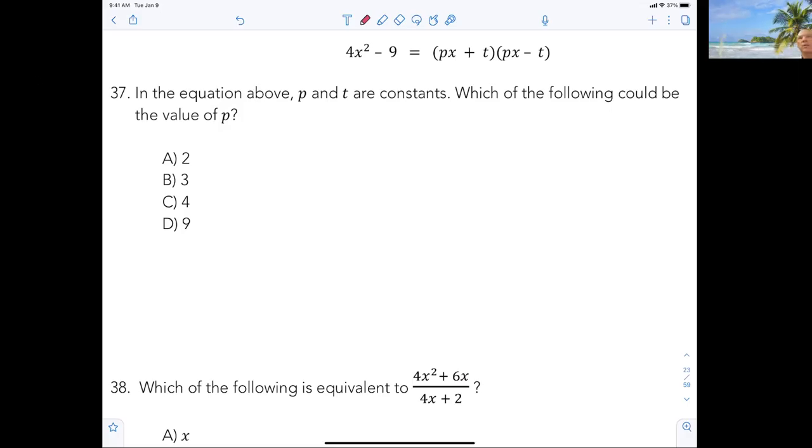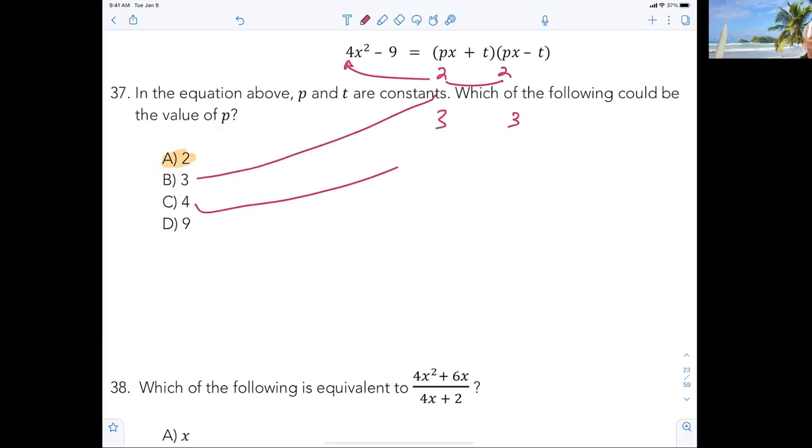All right, obvious answer, what? 2. Yeah, it's 2. Because look, if I let P equal 2 and 2 here, 2 times 2 is the what? 4. If I let it be 3, 3 times 3 is not 4. 4 times 4 is not 4. 9 times 9 is not 4.